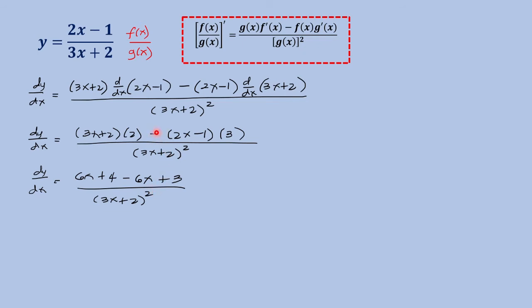So remember here that we need to multiply negative 1 to the product of 2x minus 1 and 3. So to simplify, 6x minus 6x is 0, and then we have 4 plus 3, which is 7, over the square of 3x plus 2. So this is now the derivative of the given function.